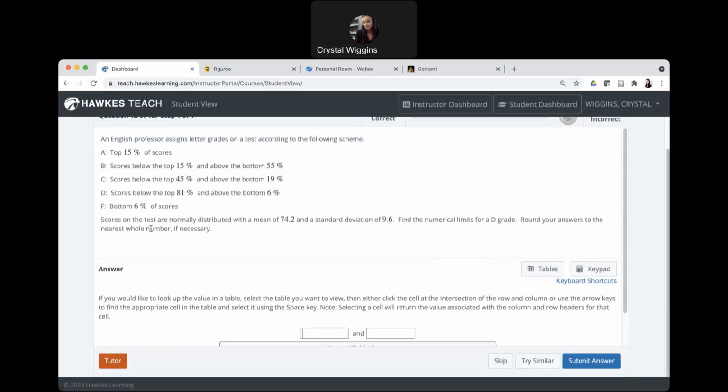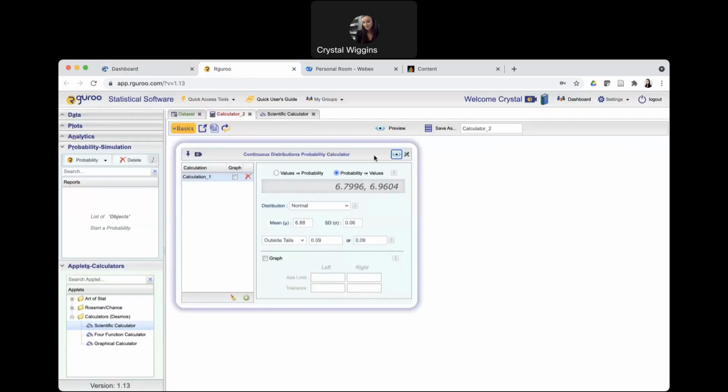Let's see what kind of grades mark the limits for a D. So we know that the scores are normally distributed. Okay, again, that tells us bell-shaped curve, mean centered in the middle, and it's symmetric. The average grade on the exam was a 74.2, and the standard deviation is a 9.6. They want us to find the numerical limits. Okay, that's another way of asking us to find the values.